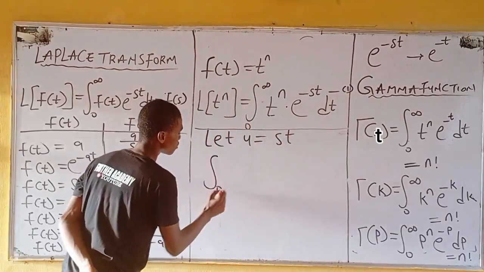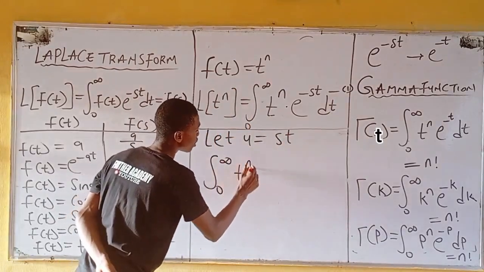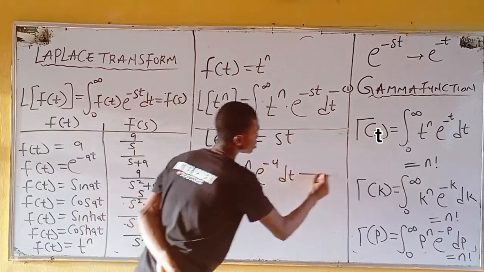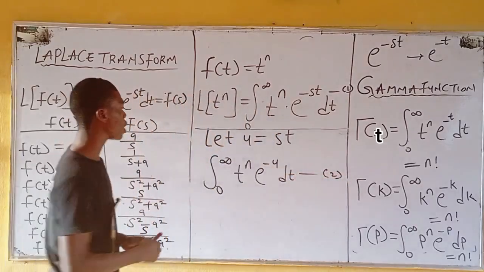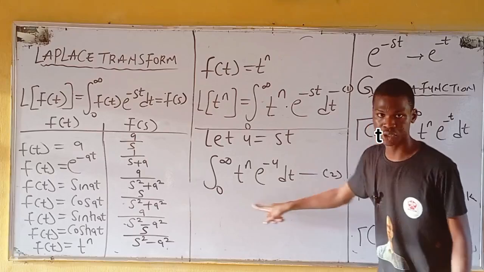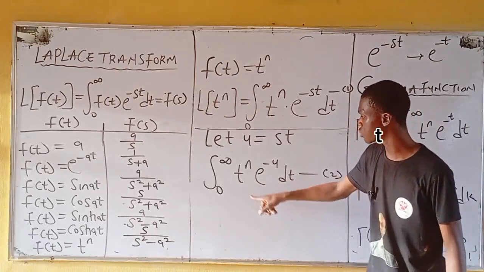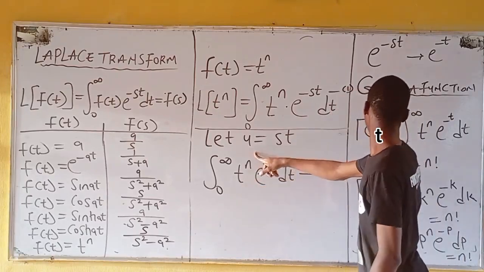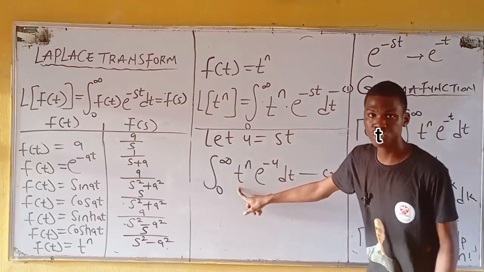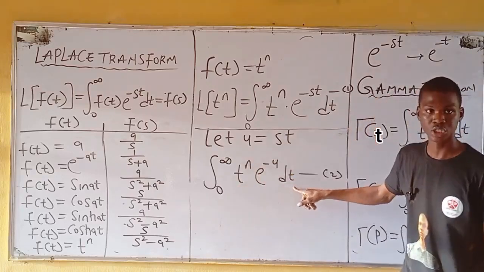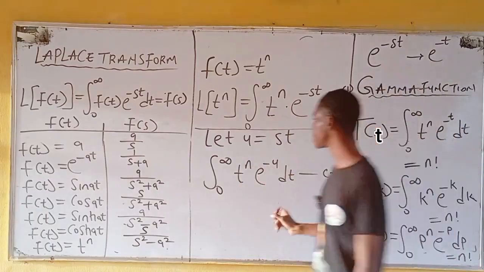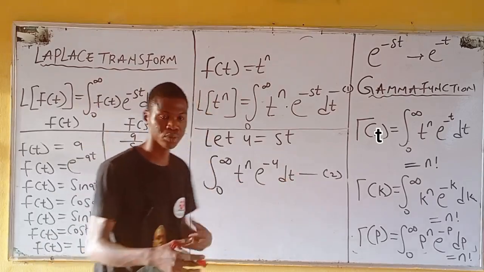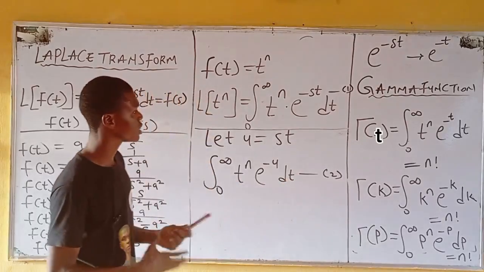Now I'm saying let u is equal to st, meaning equation 1, or this integral function, becomes the integral from 0 to infinity of t raised to the power of n, exponential raised to the power of negative u, dt. Say this is equation 2, right? But in this case, this is not a gamma function yet. This would have been a gamma function if I had u raised to the power of n and du, right? So I have to do some manipulation here, or some necessary solving.